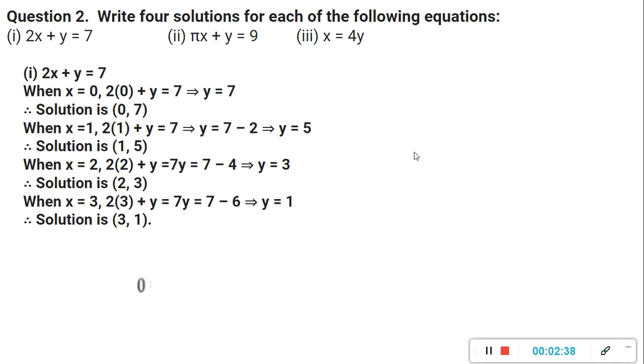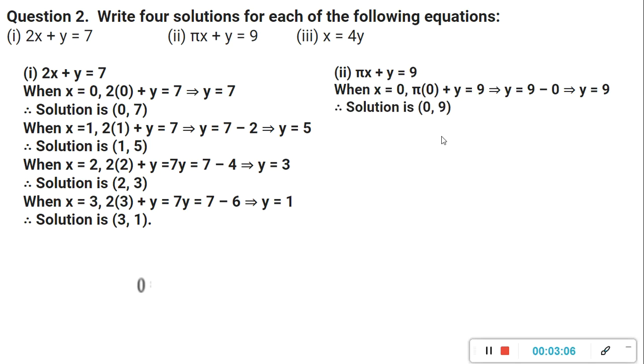Now the next, second one, pi x plus y is equal to 9. Right? Here, instead of a whole number, the coefficient of x is given as pi. Okay. So first, if we put 0, 0 into pi is 0 itself. So 0 plus y is equal to 9. That means the value of y is 9 minus 0, which is equal to 9. So the solution is 0 and 9.